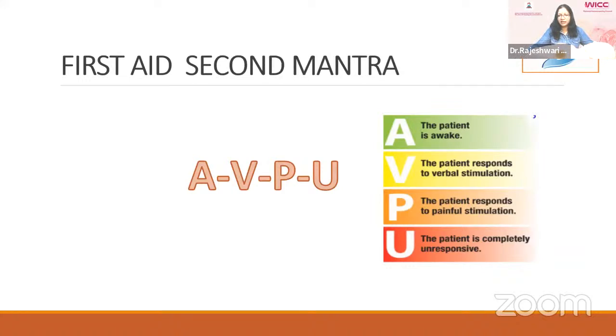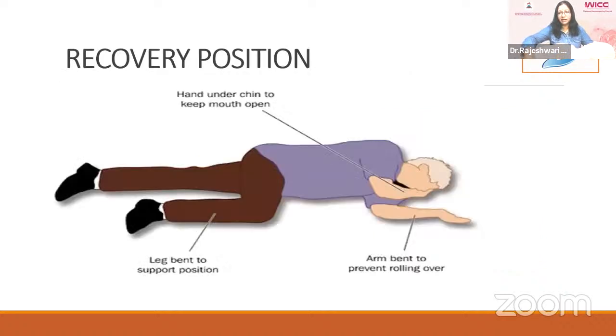A is alertness. The patient is awake, responding. V is responding to verbal stimulation. P is pain, the patient is responding to painful stimulation. And U is completely unresponsive, unconscious. Okay, so assessing the AVPU is very important. First is look, listen, feel. Second is AVPU. So remember the two mantras. What is the third mantra?